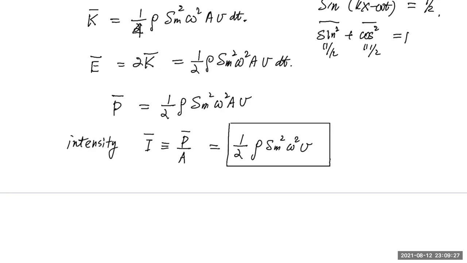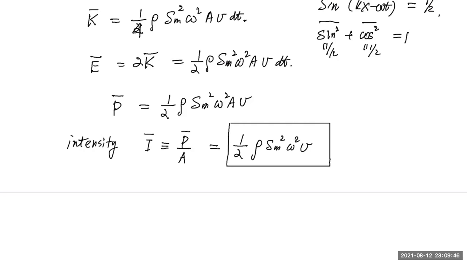The textbook also has this expression, but it was derived in a different manner. It was derived from F dot V. So we have a slightly different derivation. I want you to know both so you get a better understanding of what's going on here.